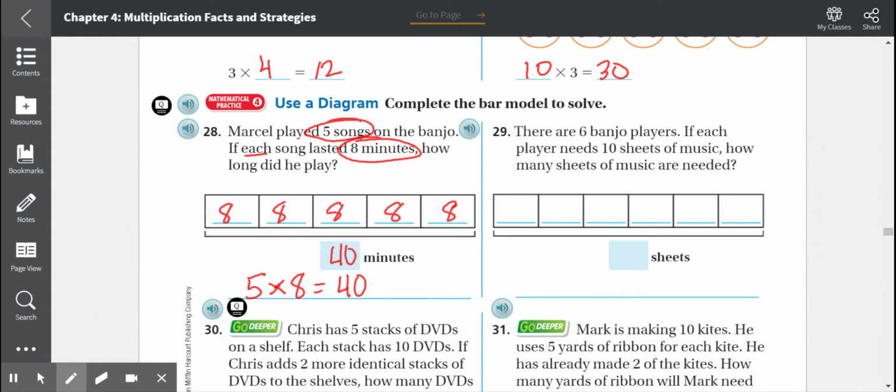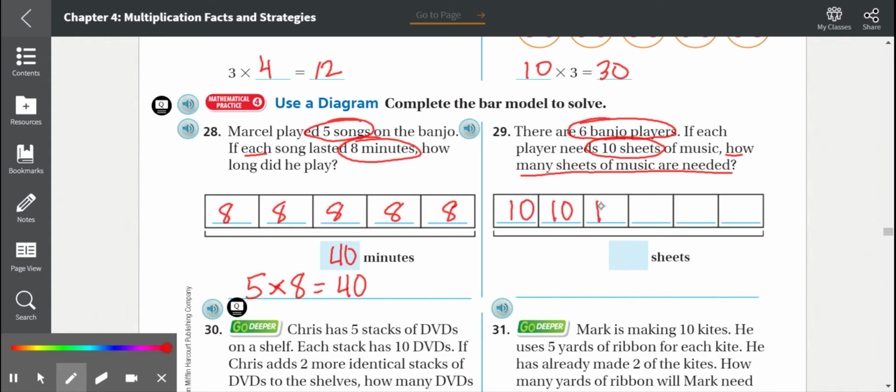Number 29. There are 6 banjo players. If each player needs 10 sheets of music, how many sheets of music are needed? So we have 6 equal groups. 1, 2, 3, 4, 5, 6. Each player needs 10 sheets of music. So that's 10, 10, 10, 10, 10, 10. 6 groups times 10. Let's count by 10s. Here we go. 10, 20, 30, 40, 50, 60. Okay. Let's move on.